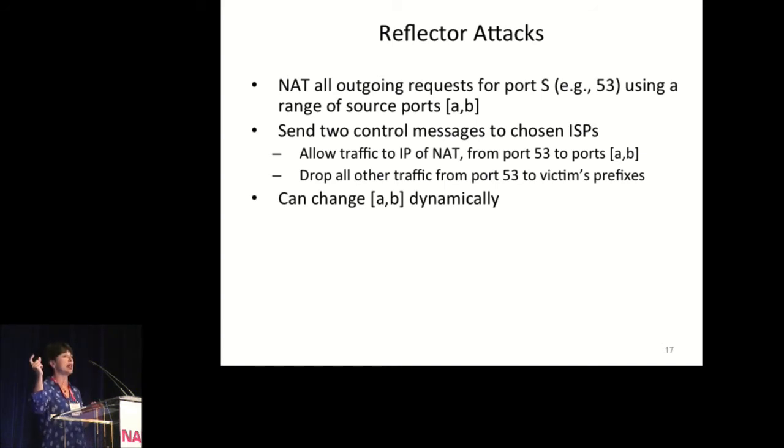This range is A to B. And then it would send 2 control messages to ISPs asking them to let only replies to the NAT IP and to the range of ports A to B from port 53 through and drop all the other replies. And of course, there are only 65,536 ports, so the attacker can probe and figure out which port range the victim is using and then focus its spoofing on that. But the victim can dynamically keep changing this range because SENSS is fully automated.